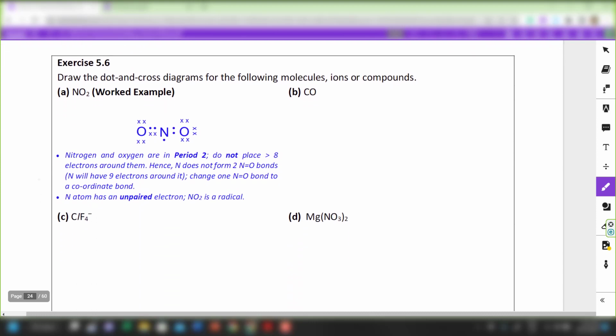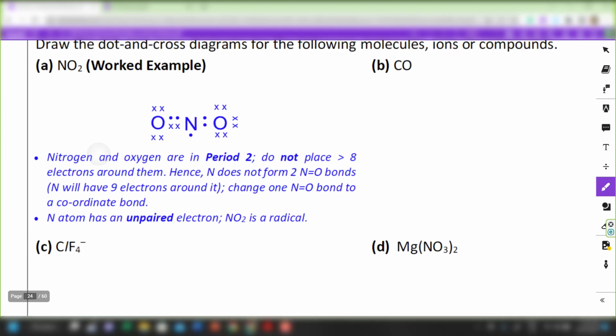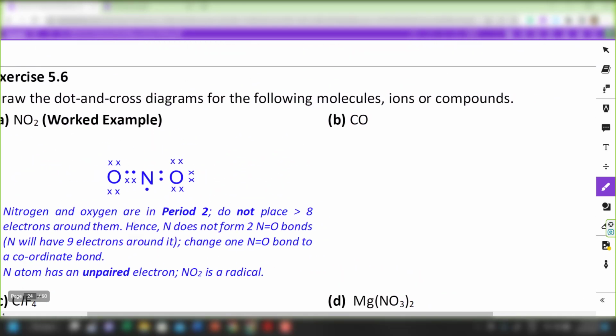Okay, so this should be our final exercise 5.6. We're supposed to draw the dot and cross diagram for the following molecules, ions or compounds. So NO2 is the worked example. It's probably the more difficult worked example over here. It's drawn for you, so not very inspiring.